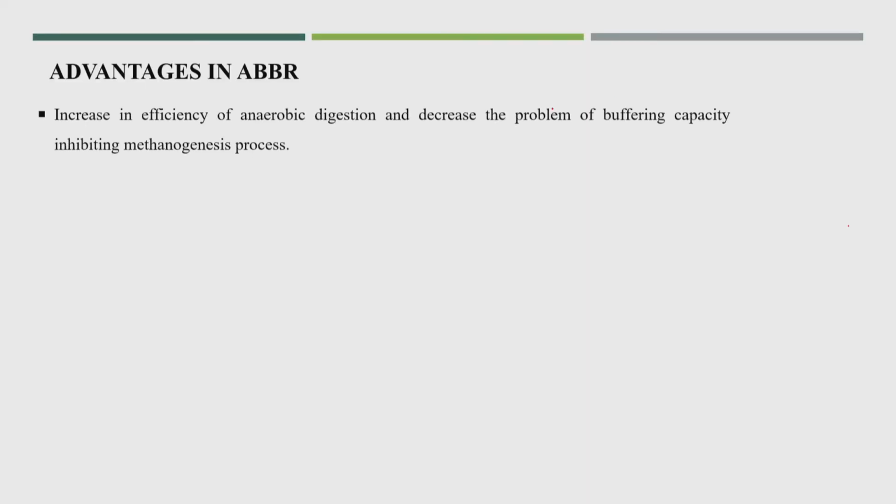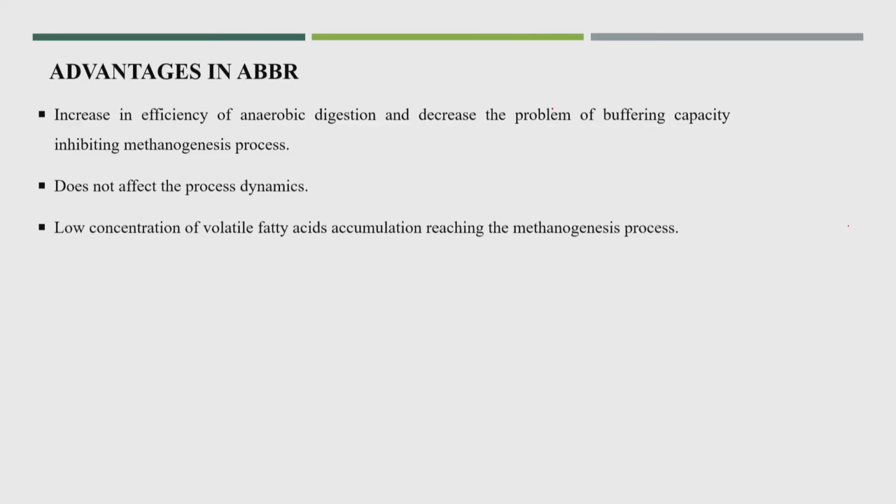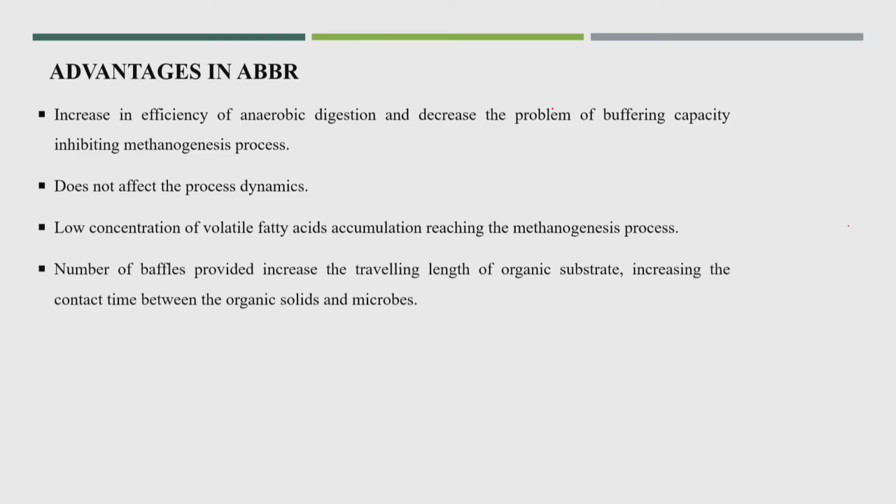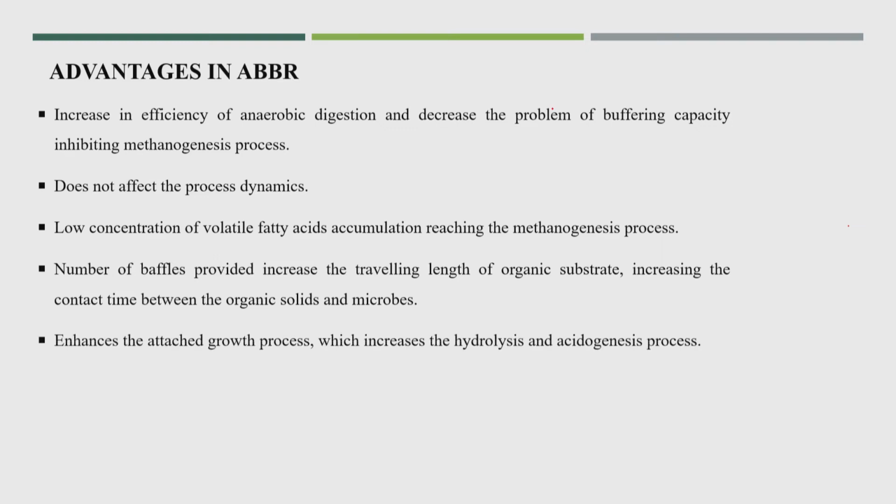So, what are the advantages of ABBR? It increases the efficiency of anaerobic digestion and decreases the problem of buffering capacity, which inhibits the methanogenic process. It does not affect the process dynamics, and there is low accumulation of volatile fatty acids reaching the methanogenesis process. The number of baffles provided increases the travelling length of the organic substrate, increasing the contact time between the organic solids and microbes, and enhances the attached growth process, which increases hydrolysis and acidogenesis.